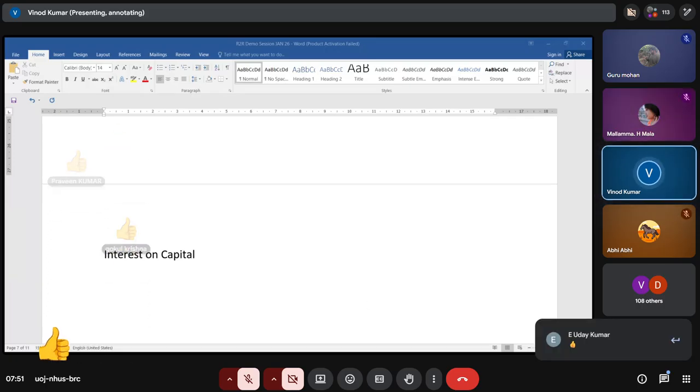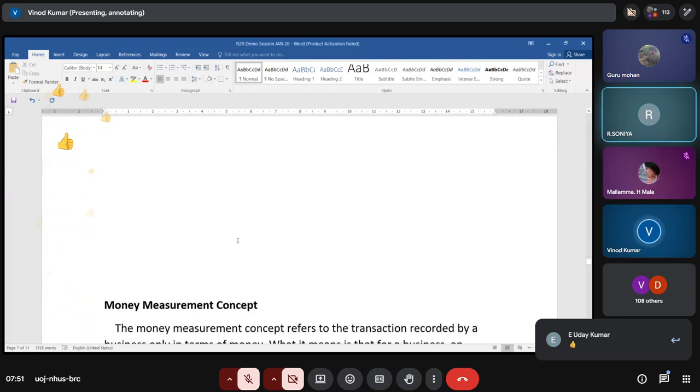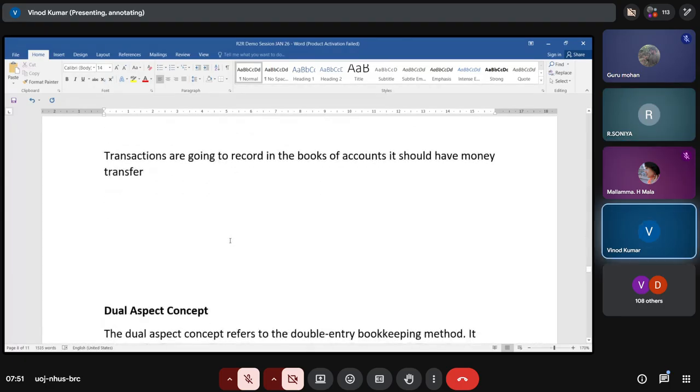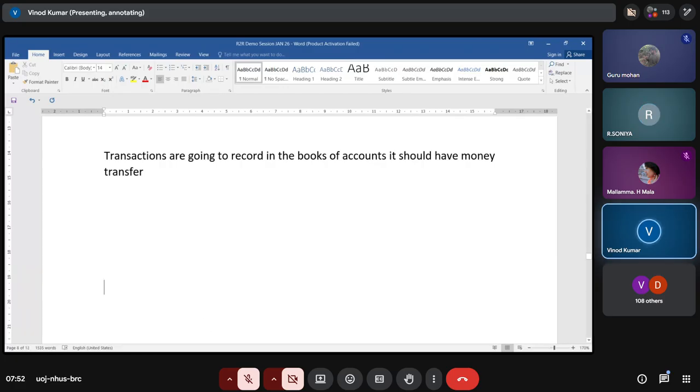So that is called the business entity concept, guys. That will be called a business entity concept. So the next concept is the money measurement concept.